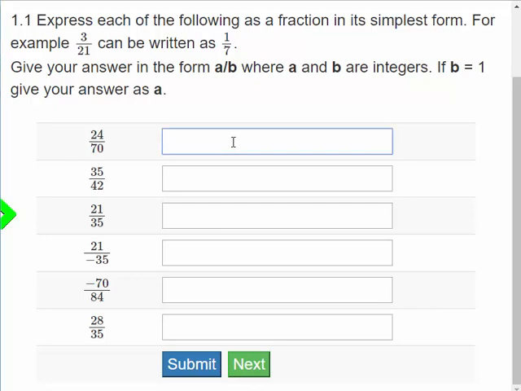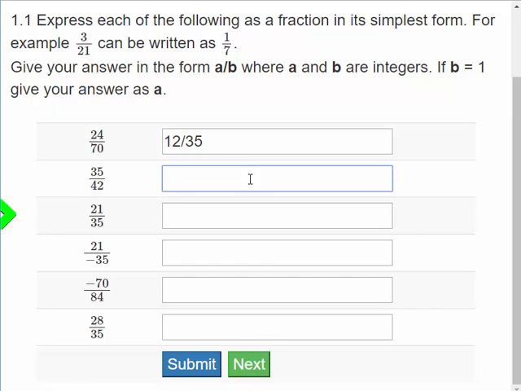In the first question, the factors of 24 are 2 and 3, and the factors of 70 are 2 and 5 and 7. So 2 is the only common factor, so the answer to that will be 12 divided by 35.